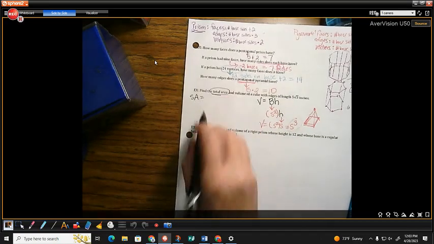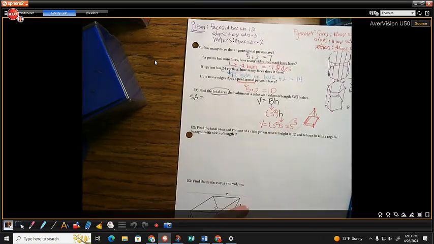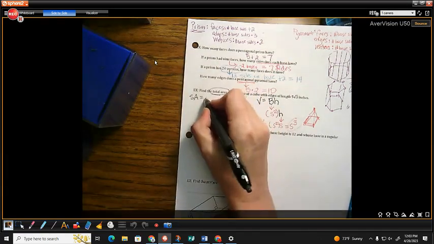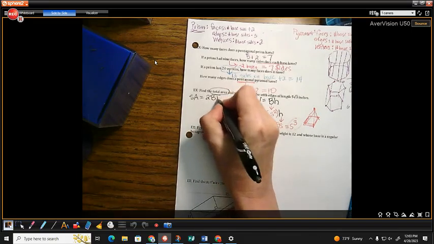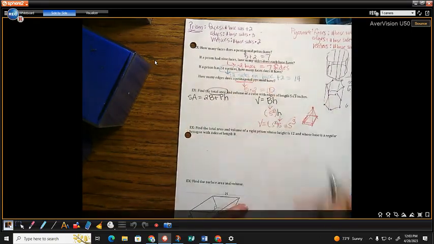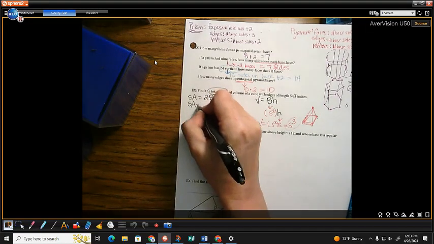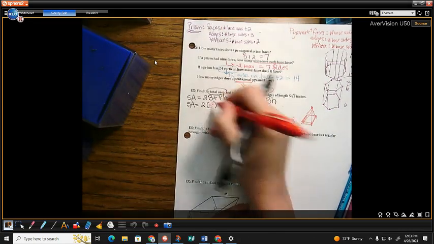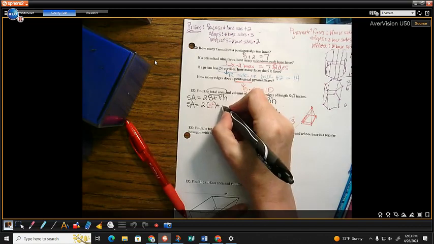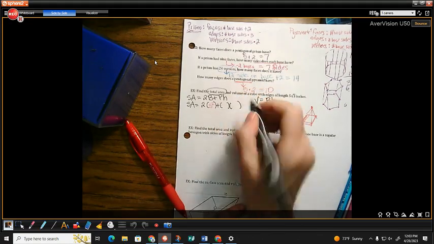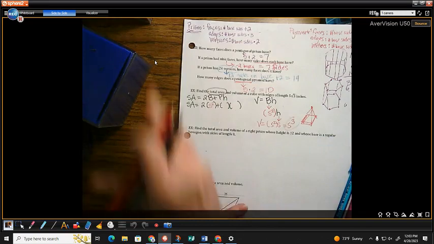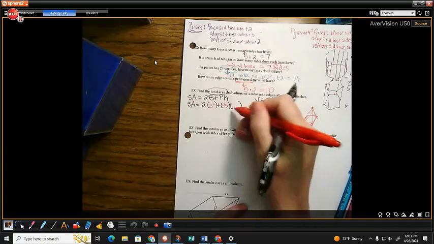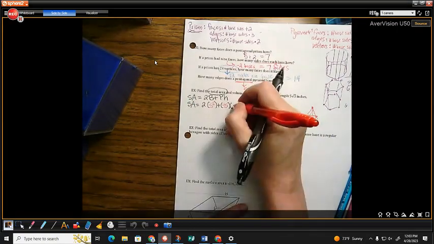How are you going to find the surface area of your cube? How do you get surface area of a prism? What's your formula? 2B plus PH. But if it's a cube, how do I get the area of the base? S squared. How do I get the perimeter of a square? 4S. And how do I get the height of my cube? It's just S.